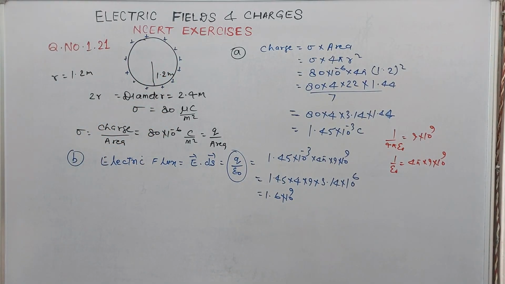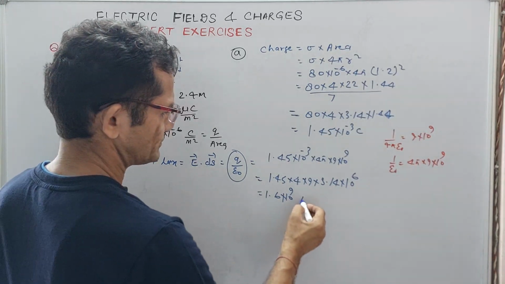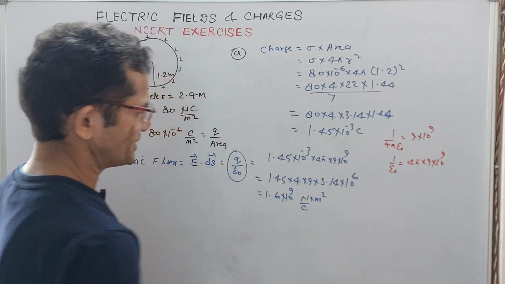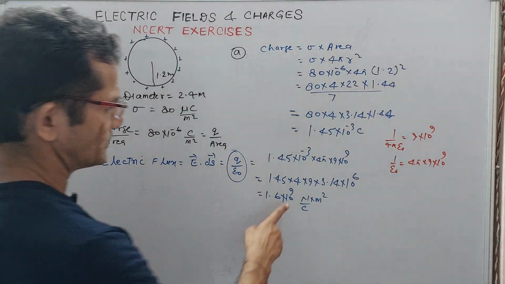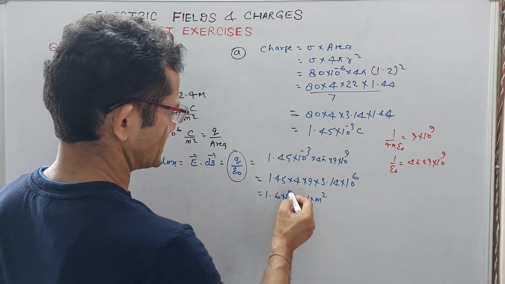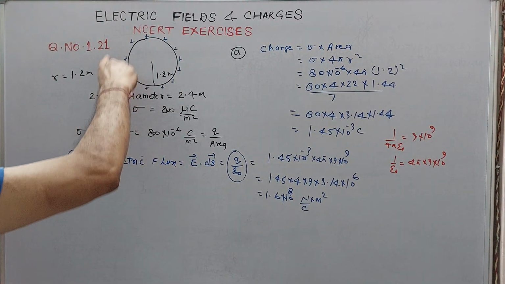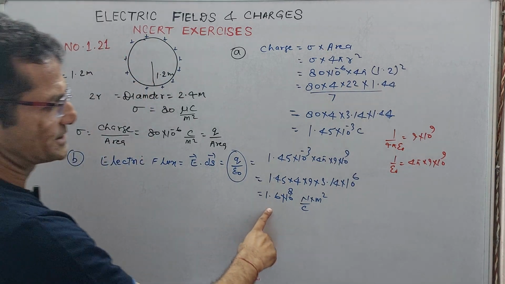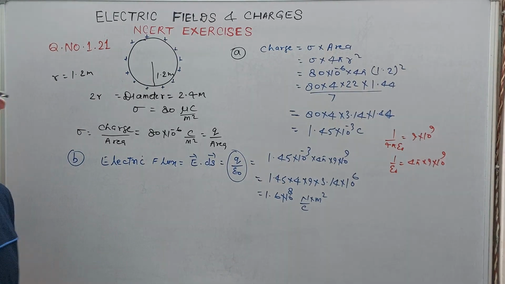Electric flux has the unit Newton meter square divided by Coulomb. Newton meter square per Coulomb is the SI unit of electric flux. So the power should be 10 to the power 8. So this is the answer. Flux leaving this spherical conductor is 1.6 into 10 raised to the power 8 Newton meter square per Coulomb.